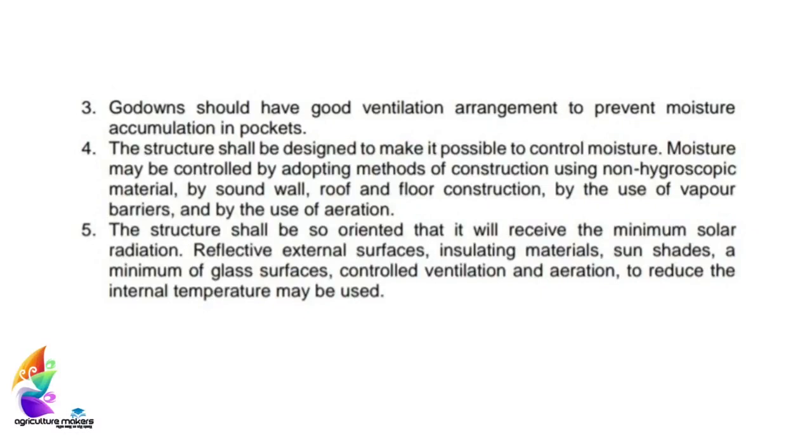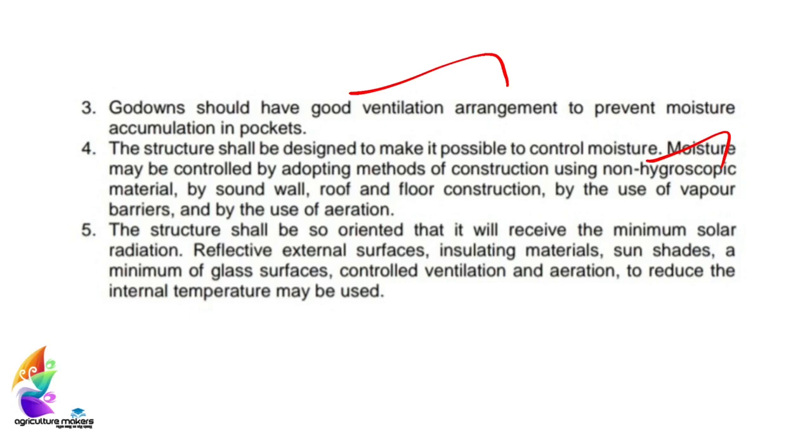The godown should have a good ventilation arrangement to prevent moisture accumulation, and the structure shall be designed to make it possible to control moisture. Moisture may be controlled by adopting methods of construction using non-hygroscopic materials, by sound wall, roof and floor construction, by the use of vapor barriers and by the use of aeration.